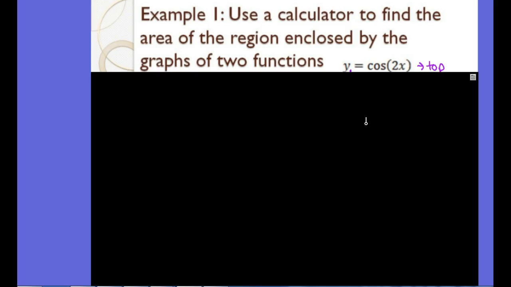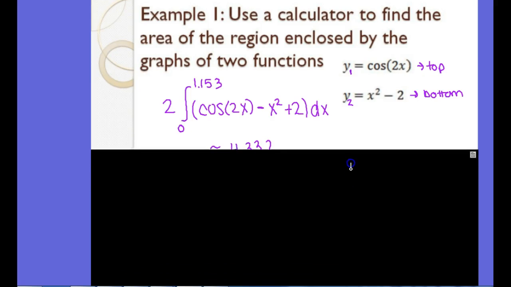I don't have a window. I don't know which one. I think whichever one you said is the negative. Okay, so negative 1.153 to positive 1.153. Oh, it's symmetrical. We only have to find one.